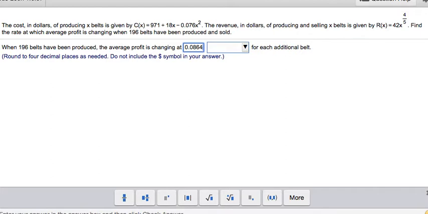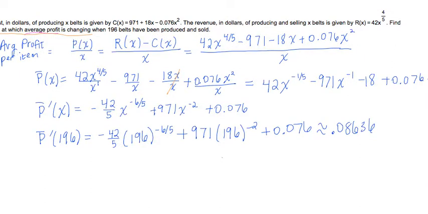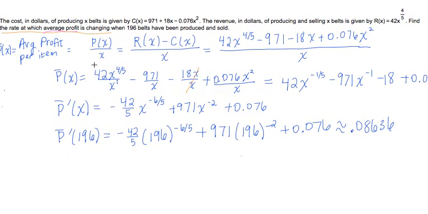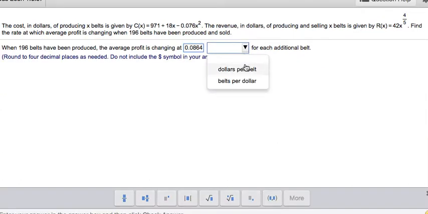Okay, the units. A derivative is a rate of change of the function with respect to x. So it's always the rate of change of y with respect to x. So it's always going to be units of y divided by the units of x. So in this case, the units for P bar are dollars, and the units for x are number of items, or in this case, belts. So that's how many dollars per belt your profit is changing by with each belt that you sell.